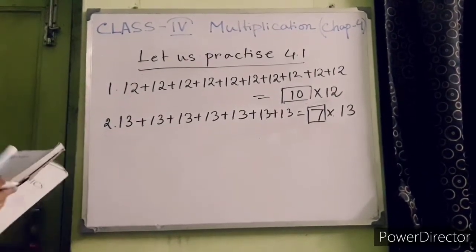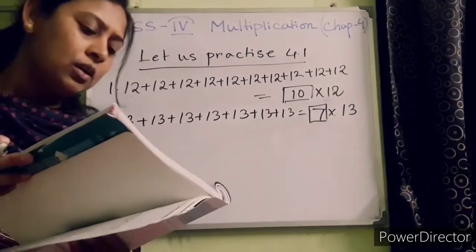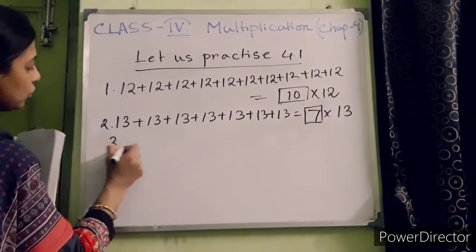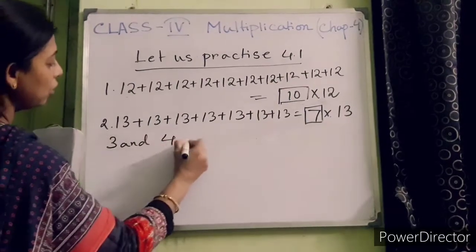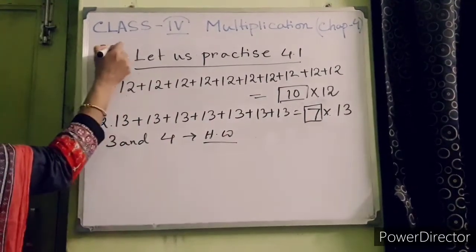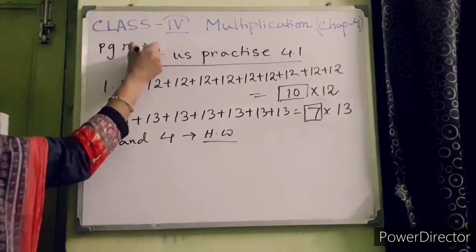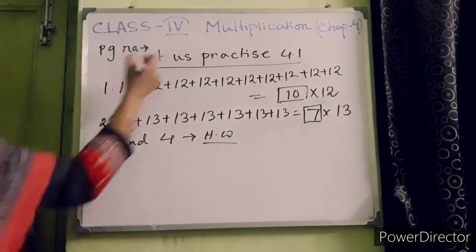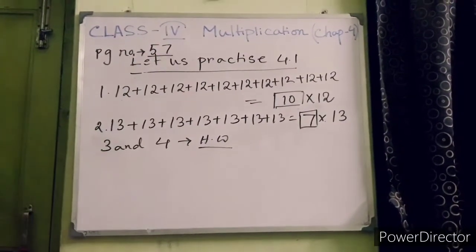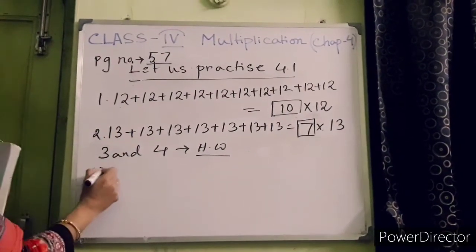Now 3 and 4 you will do at home in your book. Number 5 I am doing for you. 3 and 4 are homework. Page number 57. Now 5.